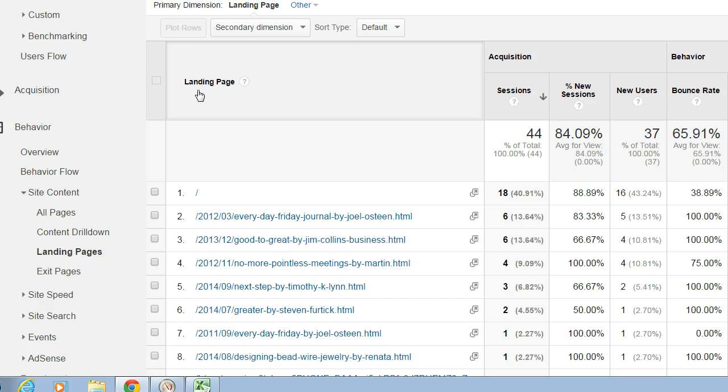The reason that you would want to look at this in your analytics account is because it tells you which pages are acting as an introduction to your site. So your home page is not always the page that people see when they're first introduced to your site. They may find one of the landing pages in their search results. So instead of the home page, these pages actually were an introduction to this book review website.